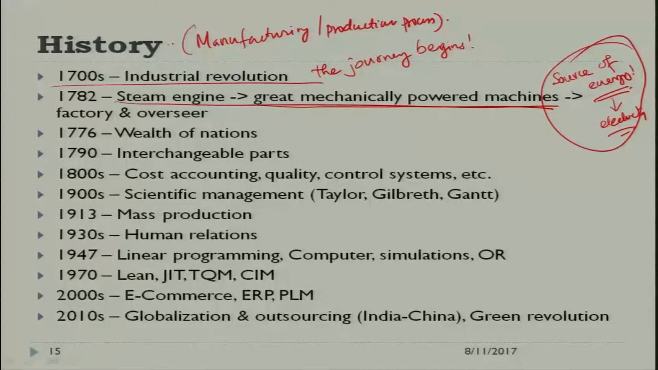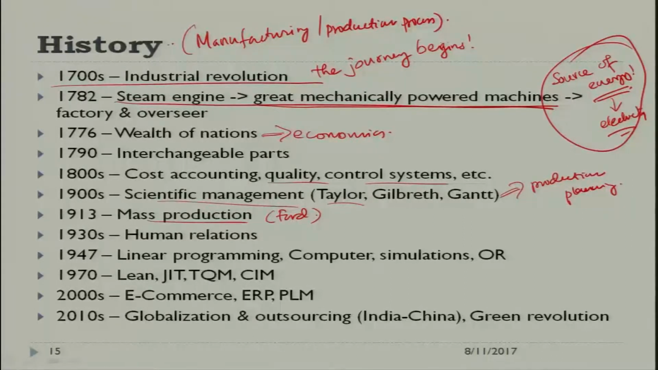Adam Smith wrote about the economy, and economics came into the picture. Then came the concept of interchangeable parts: if you build a system with interchangeable parts and one thing goes bad, pick from somebody else and use it. Then cost accounting and quality control systems came in the 1800s. Then scientific management: Taylor's time studies, Gantt charts, which is basically production planning. Then came mass production, which at that time was Ford.